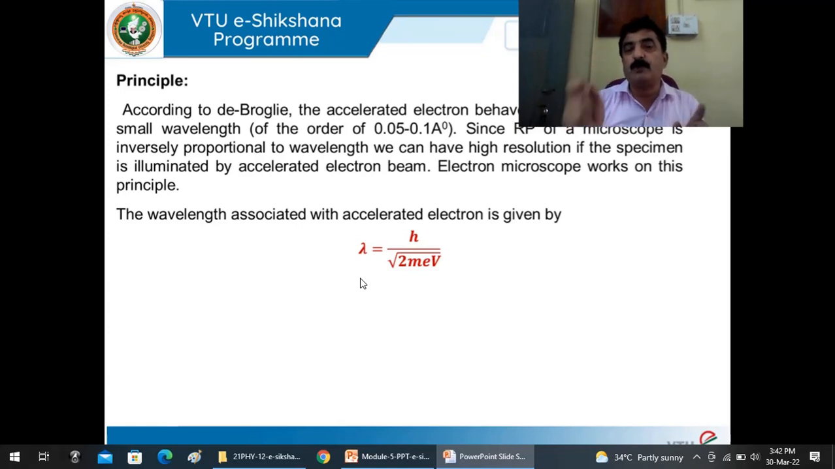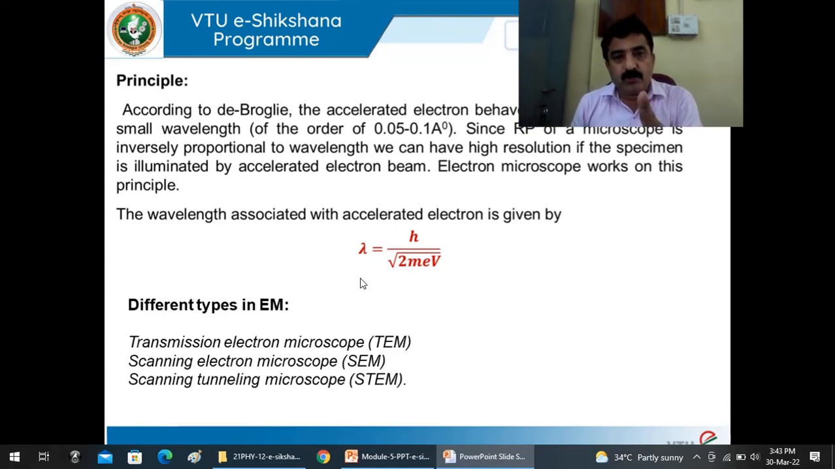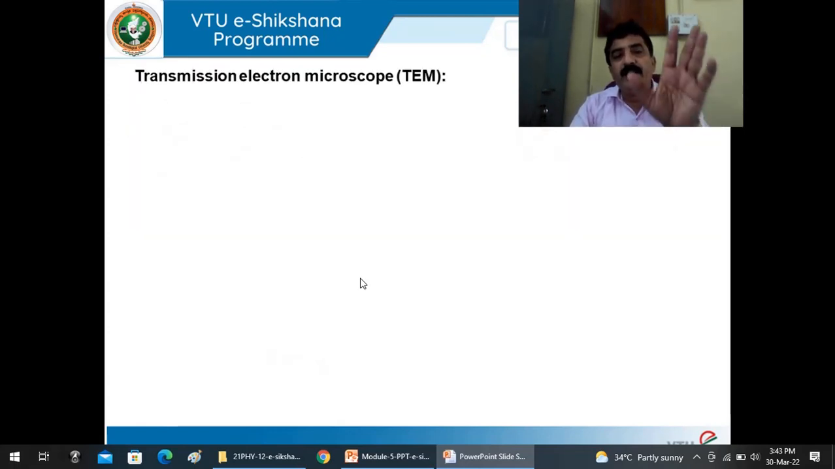So electron microscope resolution is very high because we are using accelerated electrons, which are traveling like waves. So electron microscope basically uses accelerated electrons as illuminating source, not light. And of course, we have different types of electron microscope: TEM, transmission electron microscope; SEM, scanning electron microscope; and then STEM, scanning tunneling electron microscope. I take up only TEM, transmission electron microscope.